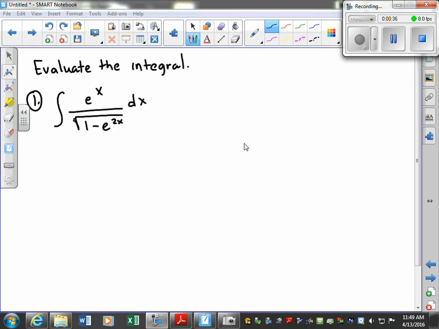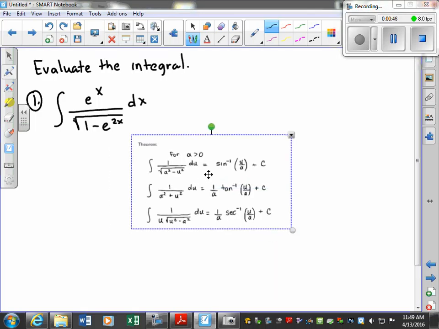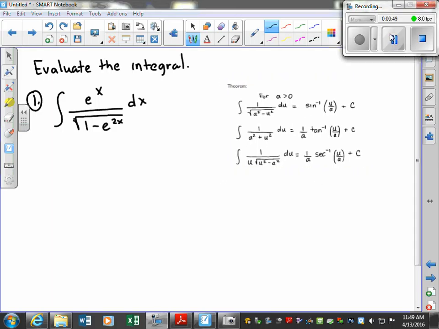Okay, so this is going to be our first example, evaluate the integral. If you'll write that down, I'm going to pull the formulas up so we can look at them. If we have these three to work with, which one do you think, without doing a whole lot of work, could possibly match this if we determined an a and a u? Definitely not this one, it doesn't have a square root, and this one also has a u on the outside. So my thought is that I'm going to be working with this, and I need to determine a u.